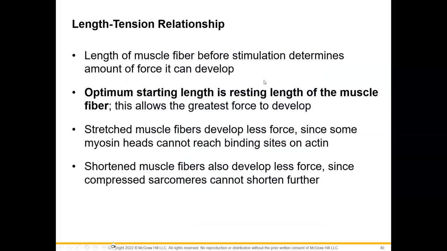The length of the muscle fiber before stimulation will determine the amount of force it is able to develop. So you have what's called an optimum starting length, and that is the resting length of the muscle fiber. It allows the greatest force to develop. So if that muscle is fully relaxed and stretched. Stretched muscle fibers, if they're stretched too much, develop less force, since some myosin heads cannot reach the binding sites on the actin. So you don't want them overstretched.